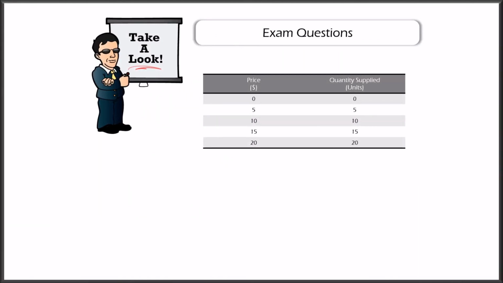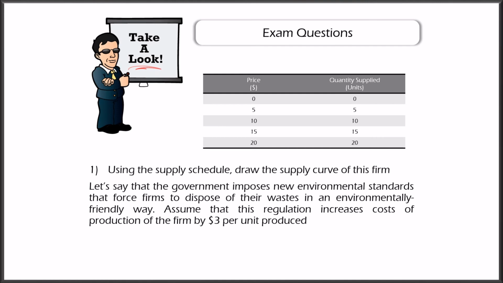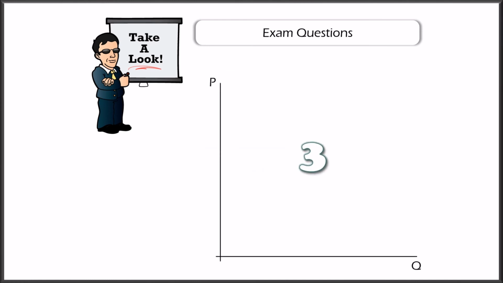Now, try to solve the following exam questions. Using the supply schedule, draw the supply curve of this firm. Let's say that the government imposes new environmental standards that force firms to dispose of their wastes in an environmentally friendly way. Assume that this regulation increases costs of production of the firm by $3 per unit produced. Draw the new supply curve of this firm. You can pause the video now.